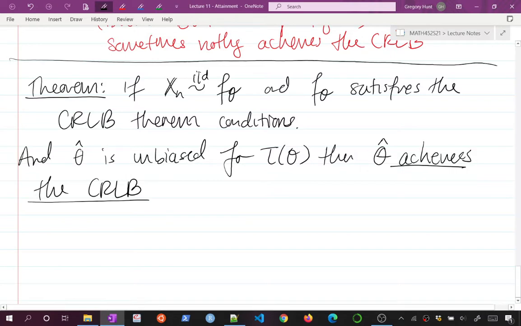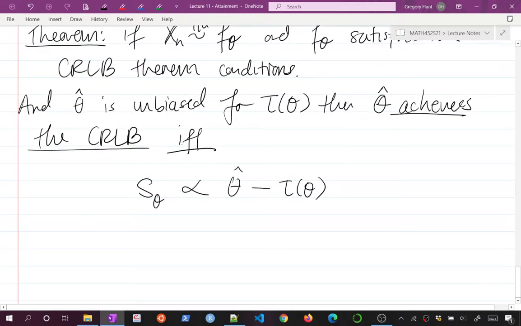If and only if the following is true: the score is proportional to theta hat minus tau of theta. So let's parse that a little bit. First of all, this symbol is read as proportional to, which means that it might not be exactly equal to, but up to a constant. So sometimes people add on a little theta here. Up to a constant that potentially depends on theta, but doesn't depend on theta hat. Up to some function of theta, they're equal.